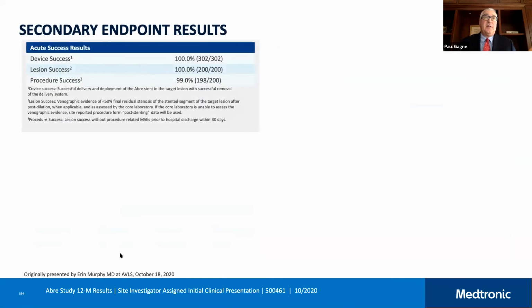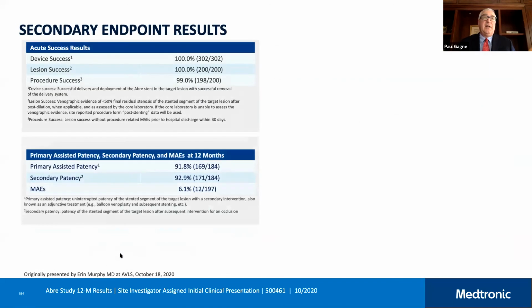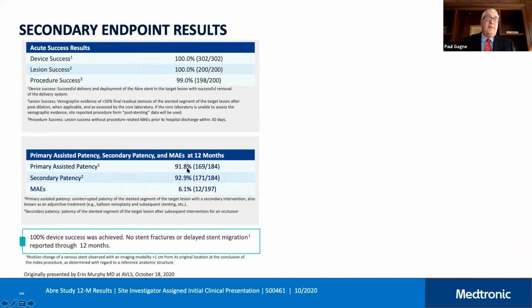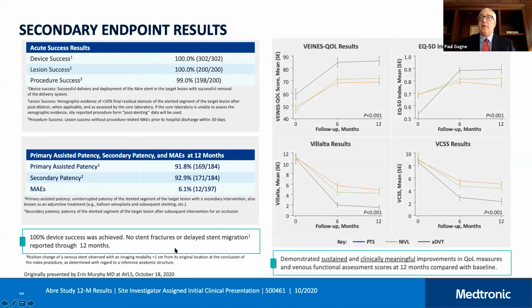So when we look at some of the secondary endpoints in this study, you can see that the primary assisted patency in these patients is excellent. And there were no stent fractures noted over the 12 months of the study reported to date. But there was significant clinical improvement based on changes in the Villalta scores and the VCSS scores.